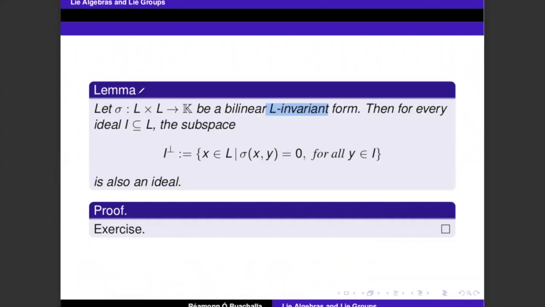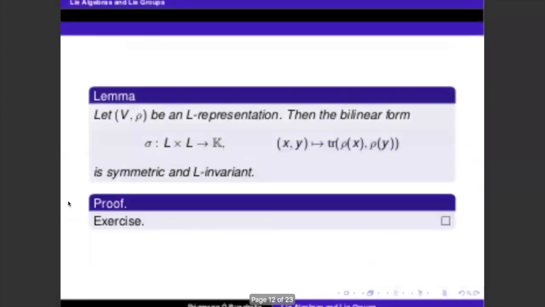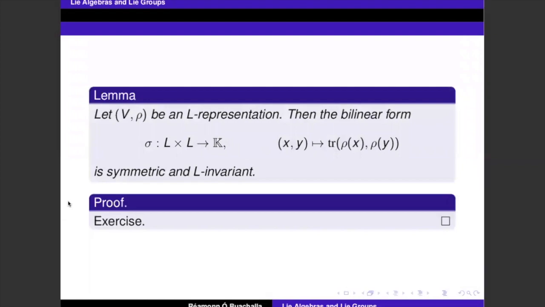Clear this again. Now the question is, bilinear forms, fine. We've defined them. They've got these properties. If it's L invariant, then it gives us a means of constructing ideals from ideals. But how do you actually construct bilinear forms in general? Well, one way of constructing them is from representations.